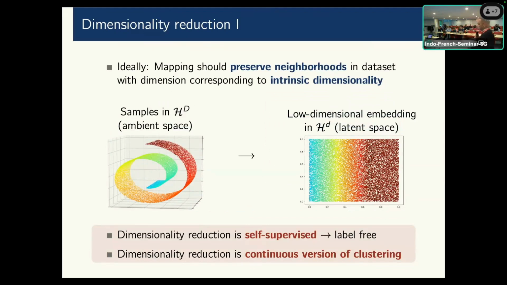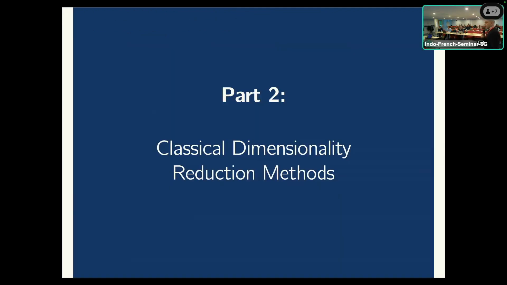So dimensionality reduction is a continuous version of clustering. I know many people are familiar with clustering. In clustering, you have a finite number of classes. What we are trying to do here is kind of similar, except that we have a continuous variable which represents all the possible classes.